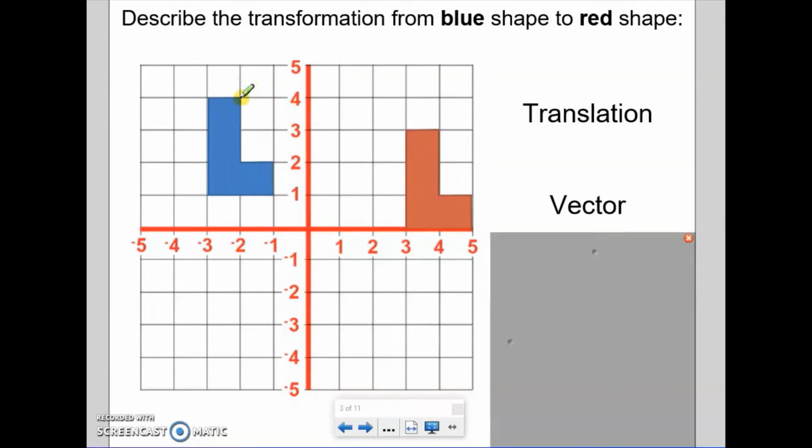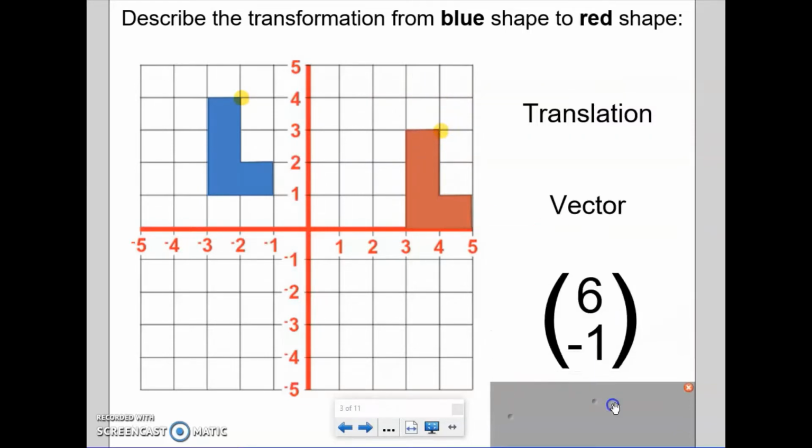If I take this point on the blue shape, and I'm going to try and get to this point on the red shape, I'm going to go 1, 2, 3, 4, 5, 6 to the right, and 1 down. So that's going to result in a vector of 6, -1. The reason we're using -1 is because on the vertical movement we went 1 down. We did not go 1 up.